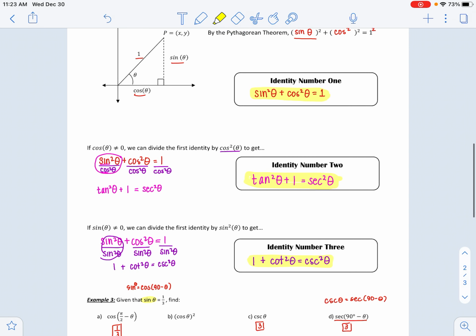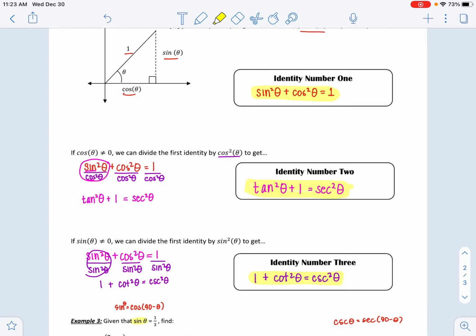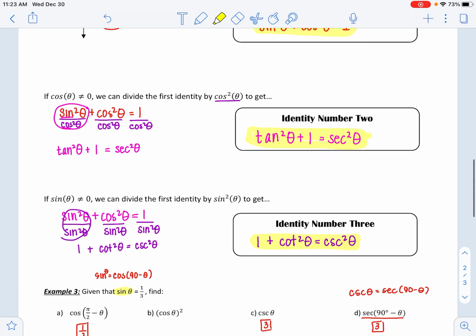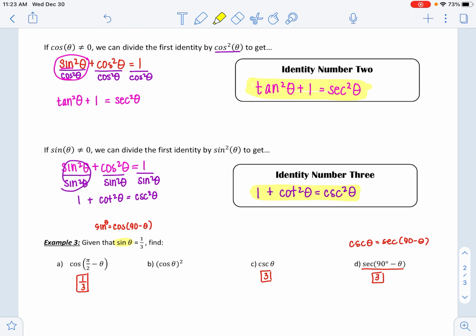Now, these 3 identities I have highlighted because they're very important and used a lot. So I'm going to give you hopefully a way to help you memorize them. First one, you have to memorize it. That's what I'm going to tell you. Sine squared plus cosine squared equals 1. The second one I came up with a story for.